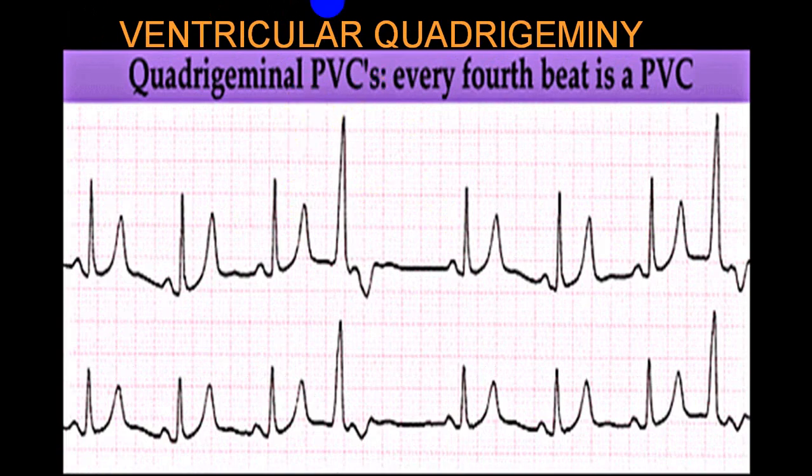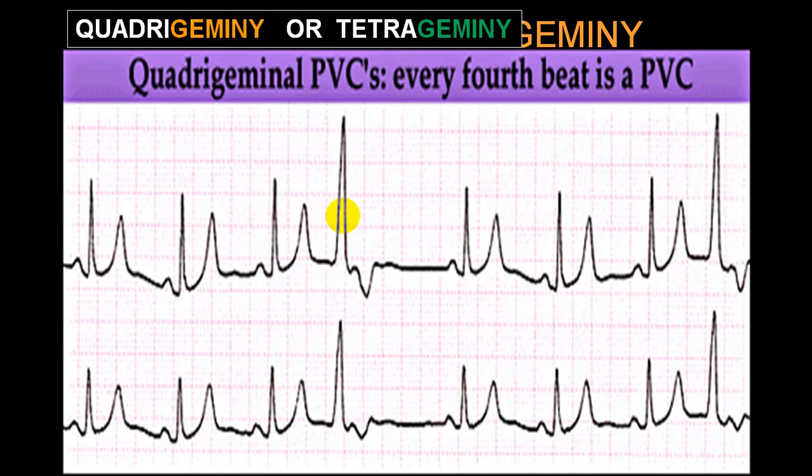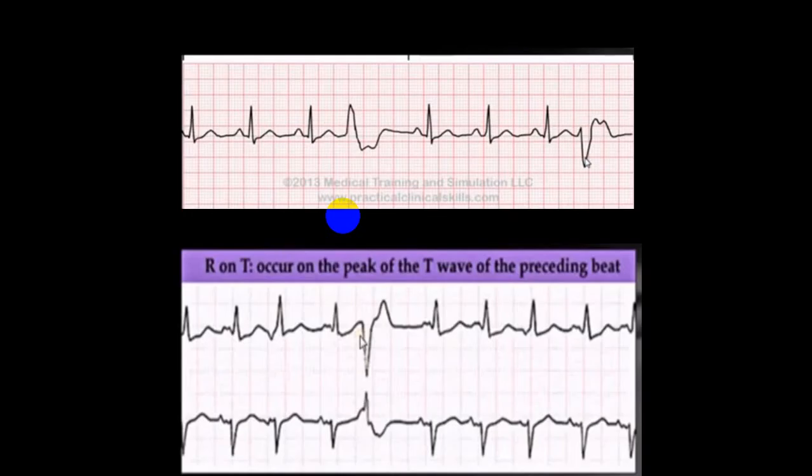Now here every fourth beat is abnormal. You can see here, every fourth beat is abnormal. So this is ventricular quadrigeminy, or we call it tetrageminy. Here every fifth beat is abnormal. You can see every fifth beat is abnormal.